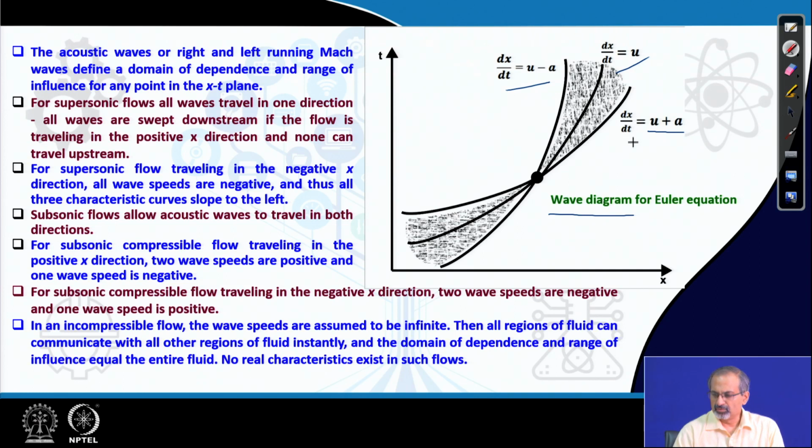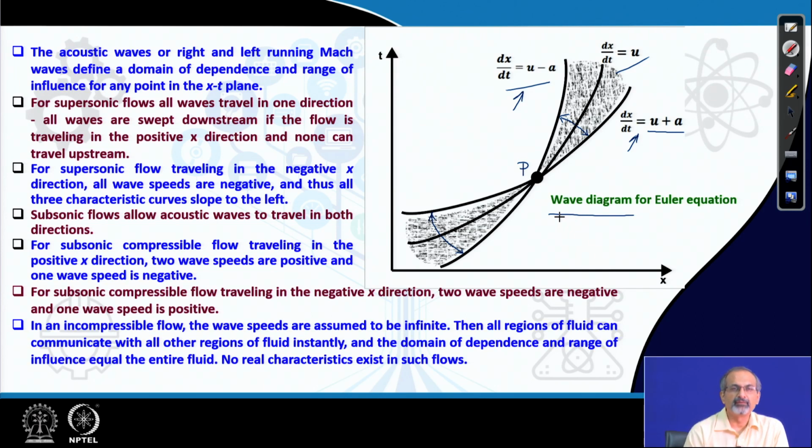Now, these 2 waves are often known as the acoustic waves, the right and left running acoustic waves or Mach waves, and they basically are the boundaries of these 2 regions which form the domain of dependence and the range of influence for this point P, let us say.